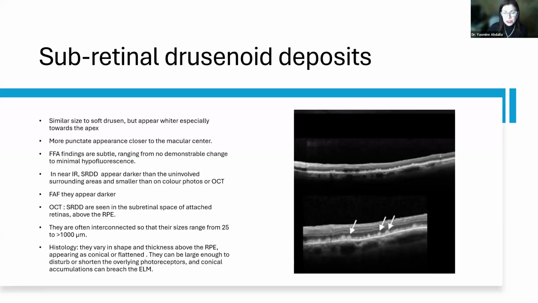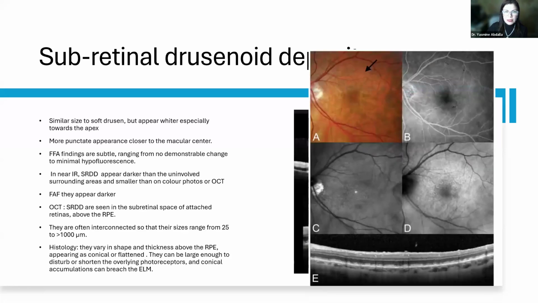These are examples. You could see here the pseudodrusen is overlying the RPE, and so is here. These are more photos of pseudodrusen that you could see with different imaging modalities, and you could see the variability between infrared, autofluorescence, and the most, I think, important imaging modality here, which is the OCT.